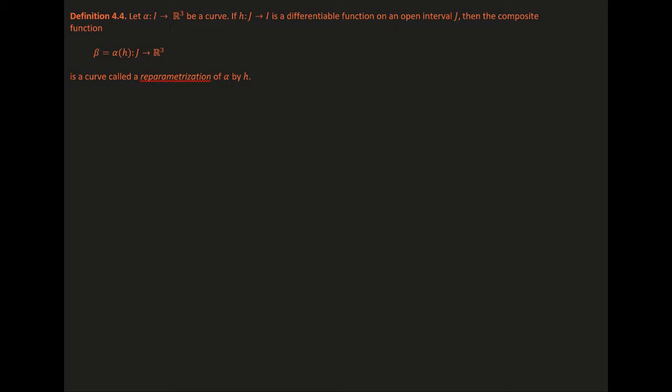Next, we define the reparametrization of a curve alpha as follows. Let alpha be a curve. If h is a differentiable function from an open interval J to the interval I on which alpha is defined, then the composite function beta, which is alpha composed with h, is a curve from the open interval J to R3, and we call this the reparametrization of alpha by h.